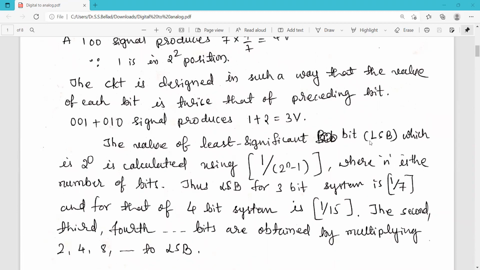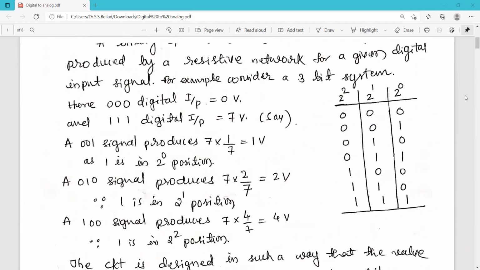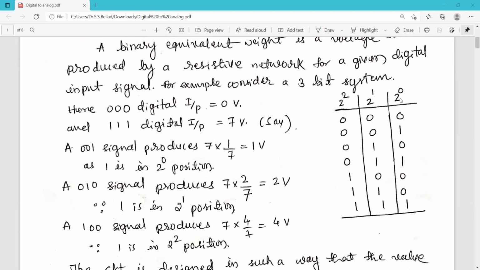The value of the least significant bit, LSB, which is 2 raised to 0, is calculated using 1 divided by 2 raised to n minus 1, where n is the number of bits. So in this 2 raised to 0 position, this bit is called the LSB, least significant bit, whereas this is 2 raised to 2 for the 3-bit system. This 2 raised to 2 is called the MSB, the most significant bit.